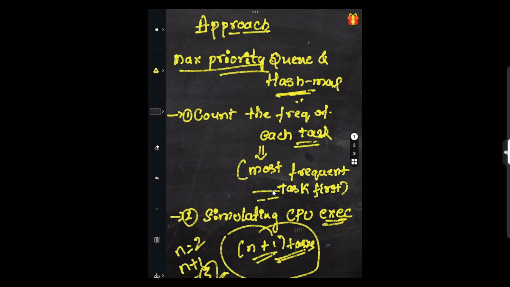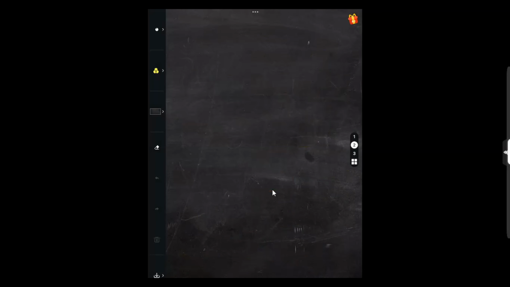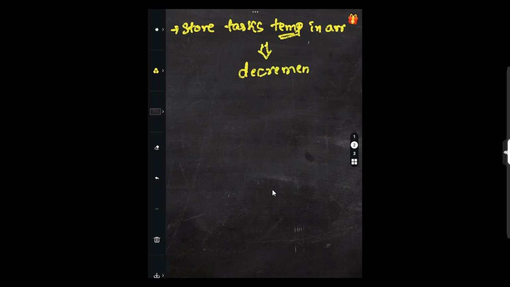Keep this in mind. While the max heap is not empty, we have to process up to n plus 1 tasks at a time. Then store the task temporarily in an array and decrement the count. We are storing the tasks temporarily in an array, right? And finally decrement their count by 1. In each step we'll be decrementing by 1. This one you will understand when we dry run the example with the approach.